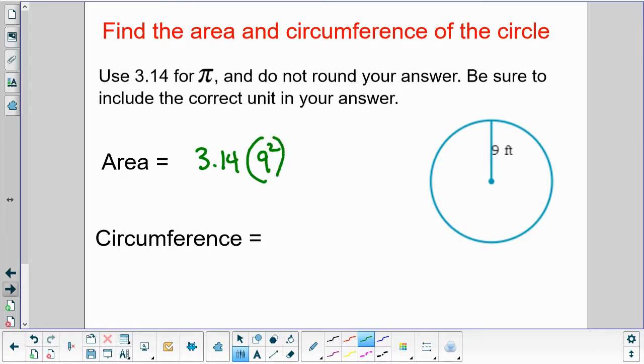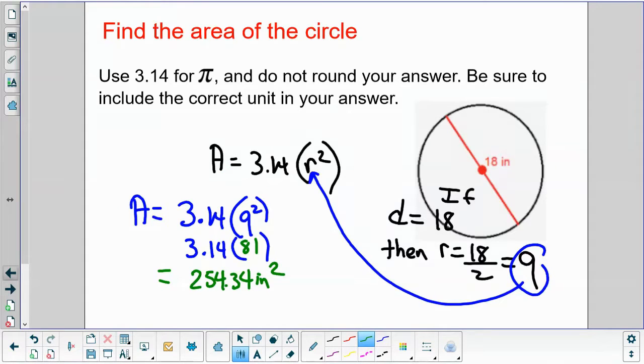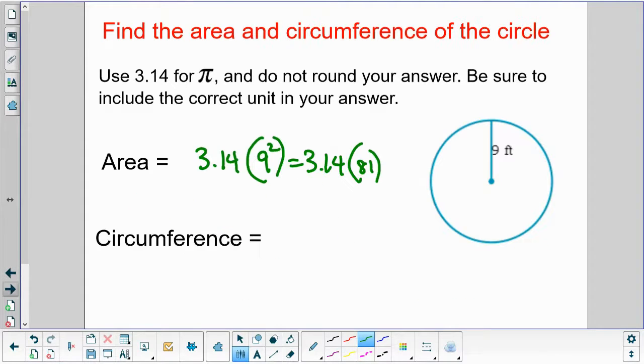Okay, on this one, we've got a radius of 9. Wait just a minute. Didn't I just see that not long ago? That would be 3.14 times 81. And let's go back. The answer to that one was 254.34 inches squared, so we already got that answer. So let's go back, 254.34 feet squared, excuse me.